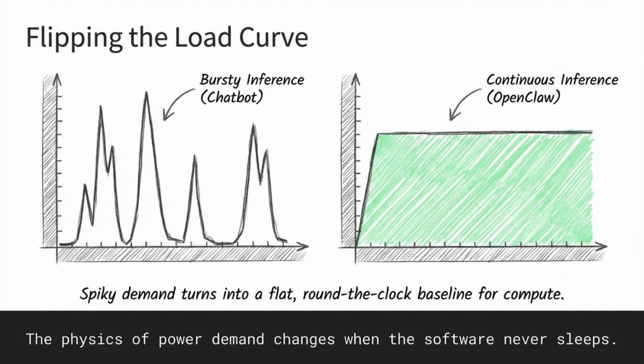With traditional ChatGPT-style usage, what you get is bursty inference. You open a web page, ask a few questions, close the tab, and the system does nothing in between. From a power perspective, that looks like a load curve with clear daytime peaks and nighttime valleys. OpenClaw-style agents flip that pattern. They're continuous inference, always resident in the background, constantly watching for triggers, and firing off many small inference jobs throughout the day and night. On the grid side, that turns a spiky time-of-day-driven demand pattern into a flatter, round-the-clock baseline for compute.